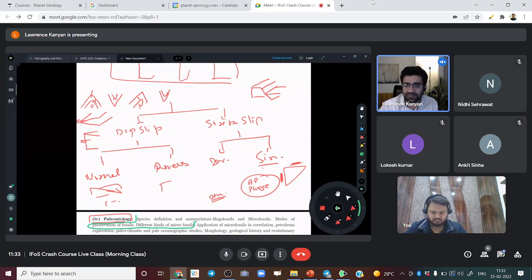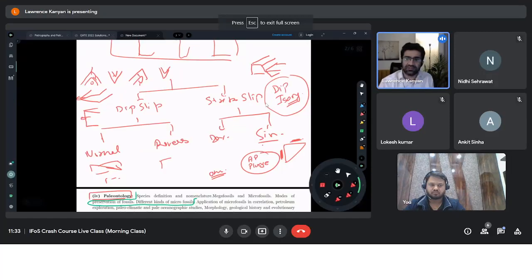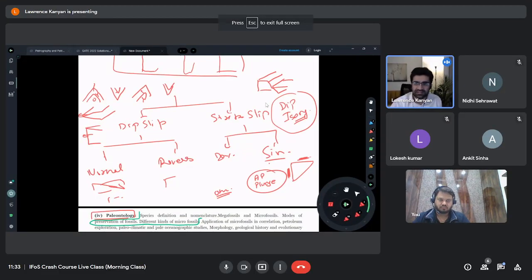Similarly, as Mayank sir said, for example, in Ramsay's classification they can ask you based on dip isogons. So revise this concept for folds and faults. These questions they will definitely ask in the exam.